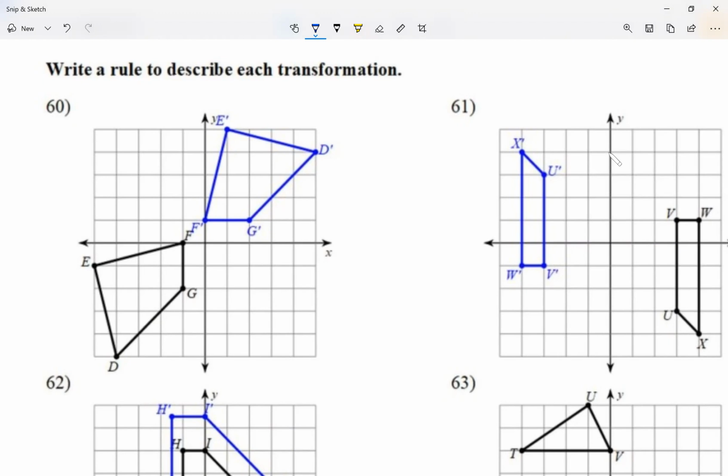Now, what if I give you the pre-image and the final image, and then I ask you, what did I do? I'm not telling you which transformation I did. I want you to tell me which one I did.